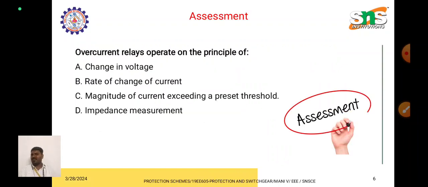And this is an assessment. An overcurrent relay operates on the principle of change in voltage, rate of change of current, magnitude of current exceeding a preset threshold, or impedance measurement.